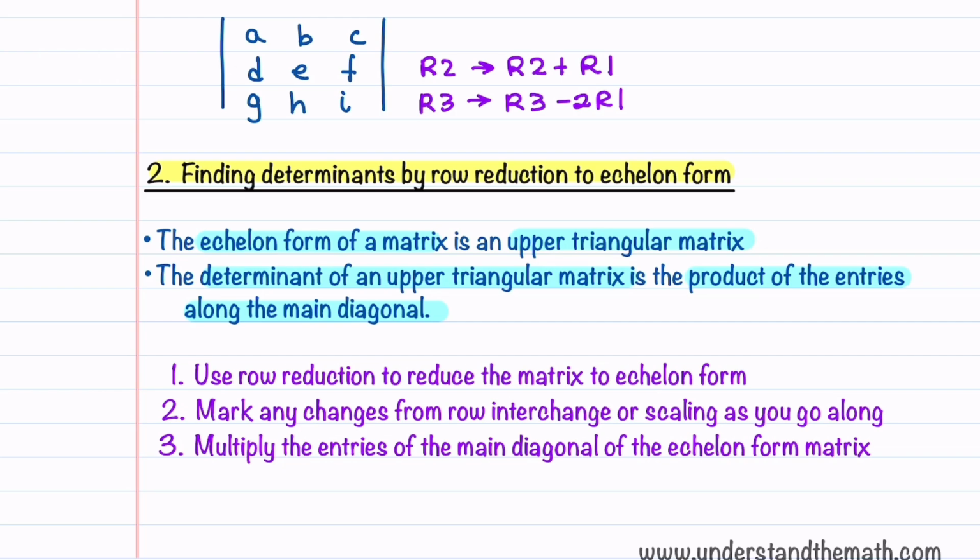To calculate the determinant of a matrix using row reduction, there are 3 steps that we can follow. The first step is that we'll use row reduction to reduce the matrix to echelon form. The second step is to mark any changes that we get due to row interchange or scaling as we go along. And then the last step is to just multiply the entries of the main diagonal of the echelon matrix to get our answer.